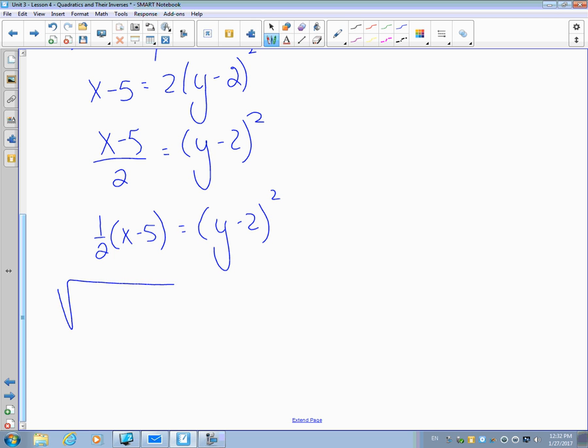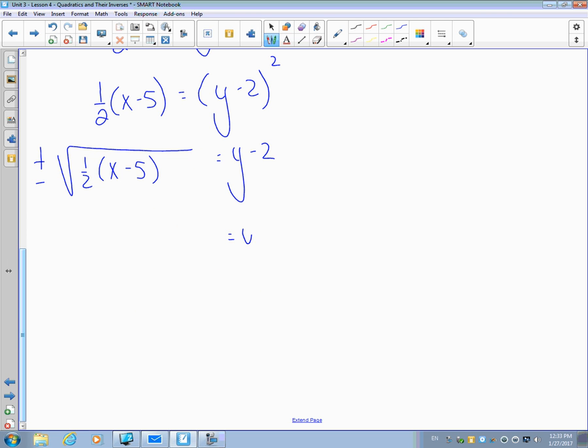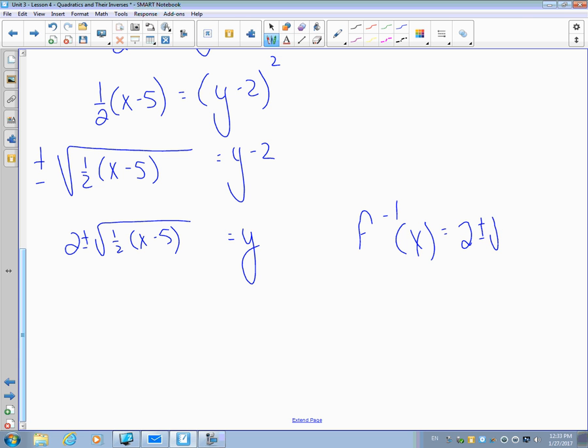So the square root of 1/2 x minus 5 equals y minus 2. Don't forget the plus and minus out front. And then the last line, hopefully you're pretty good at this by now, 1/2 x minus 5. So if you're writing function notation, our inverse is 2 plus or minus the square root of 1/2 x minus 5. And there's your function.